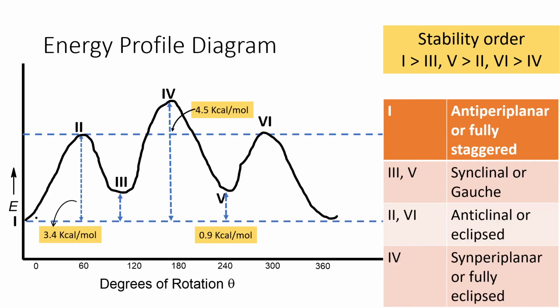This is the energy profile diagram showing energy differences between different conformers. For your convenience, I have given a tabular form where the name of each conformer is shown and the stability order is also given. So the most stable conformation is fully staggered or antiperiplanar. The least stable conformation is fully eclipsed or synperiplanar, and the stability of synclinal and anticlinal conformations is in between. So with this, we have completed the discussion on conformations of butane.